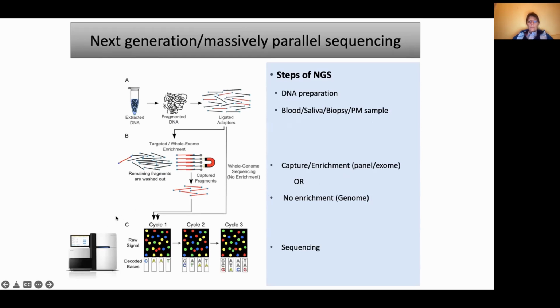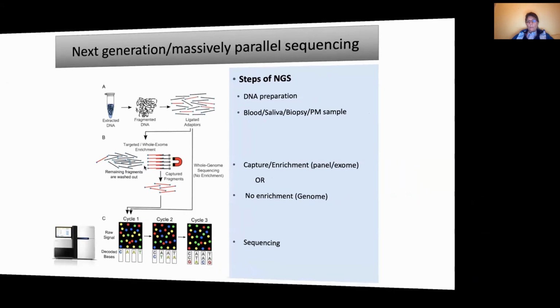Either way, you're going to put the DNA into the machine. It's going to come out as raw signal, and then the bases need to be decoded computationally. What you will notice here is that both for targeted and whole exome enrichment, you will lose some data along the way, and that's quite important.